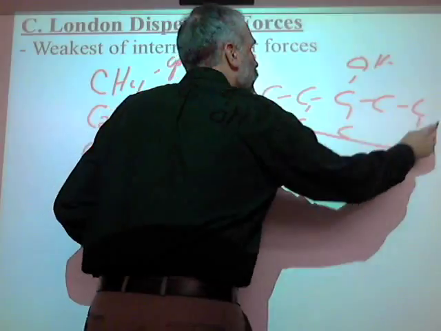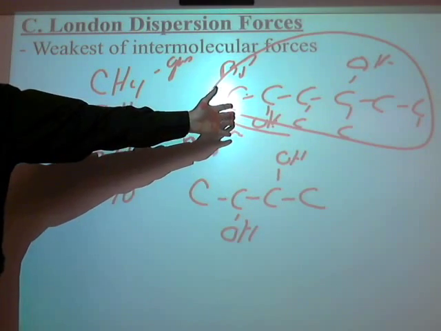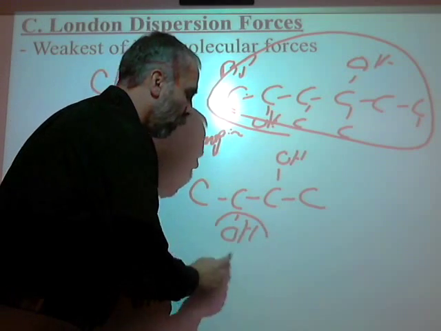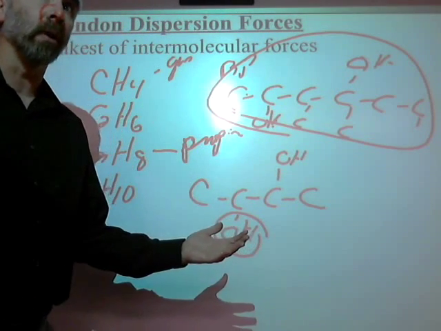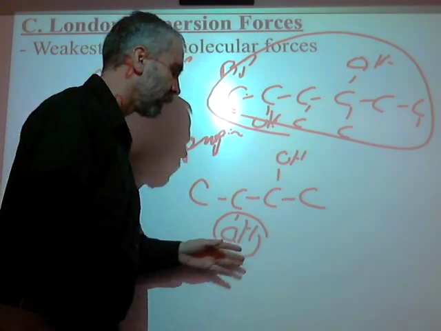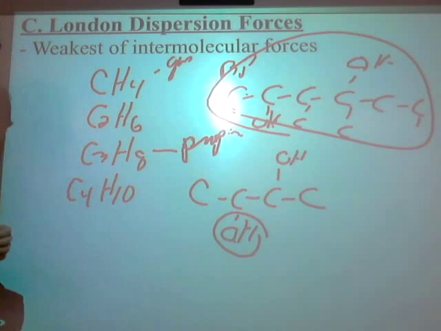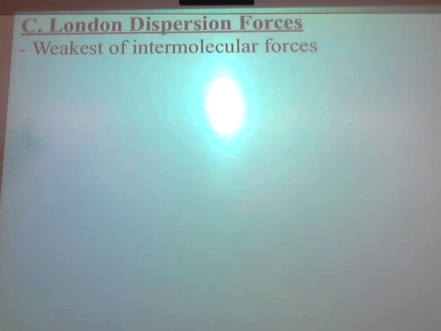If I've got more carbons but the same number of OHs, I'm going to have a higher boiling point for that guy, right? Alcohols have a higher boiling point just because they have hydrogen bonds that can form between neighboring, in this case, butanol molecules. Okay. So, what are London dispersion forces?